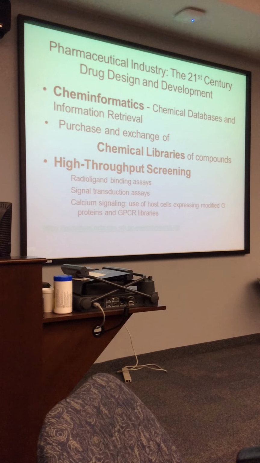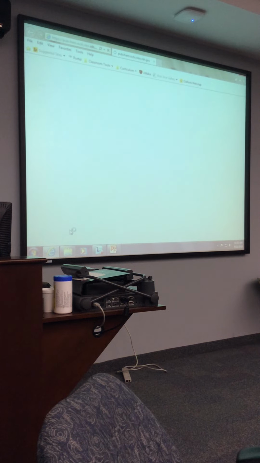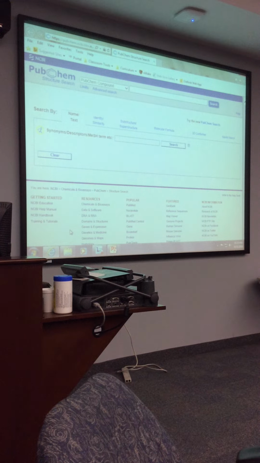Now I want to let you know, I don't know whether this is going to come up or not, but there is a website that's very much like PubMed called PubChem. And if you go to PubChem, you can put in the name of any compound that you want to search, and you're going to get any of the interesting results from there.